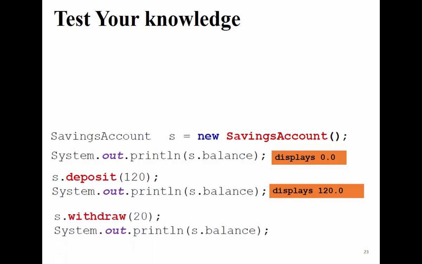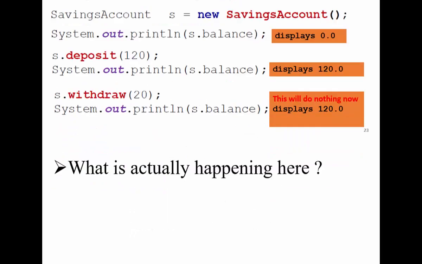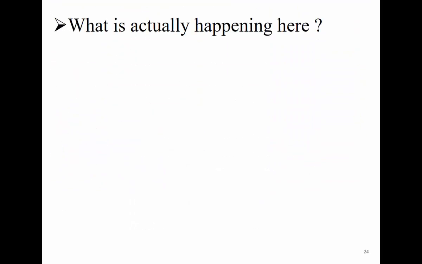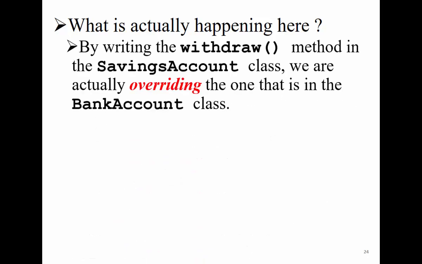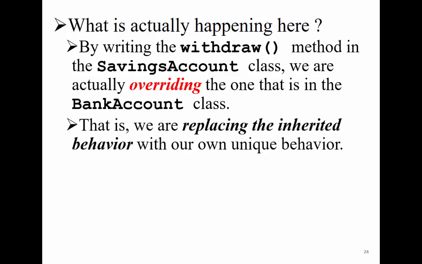Now, if we need to withdraw $20, what do you think the output is? 120, because we have the method already overridden inside the saving account. We call it, and it does nothing. What actually happened is listed in this slide. We look at the withdraw method inside the saving account, which overrides the method of the bank account, and we replaced the inherited behavior. By overriding this method, we erase the inherited behavior.